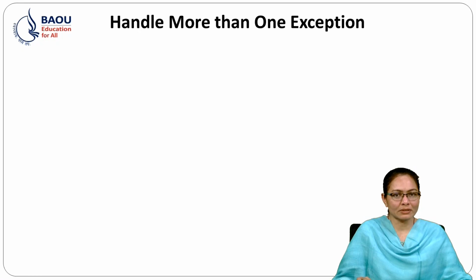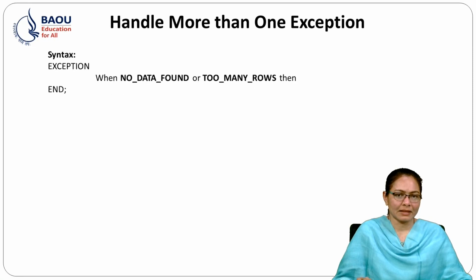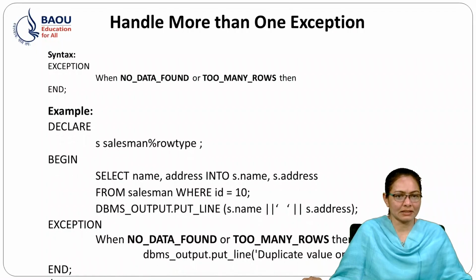Now, handling more than one exception. How to write more than one exception in an exception section? See, in the syntax, in an exception section, when no data found or too many rows, you can write more than one exception like this: no data found or too many rows, or we can write other exception names.